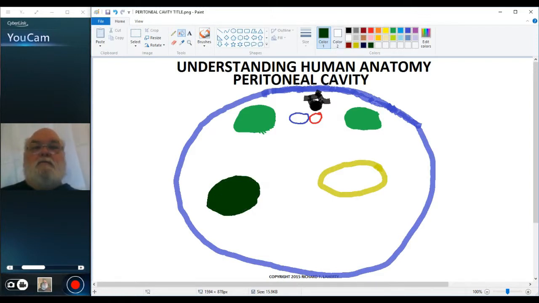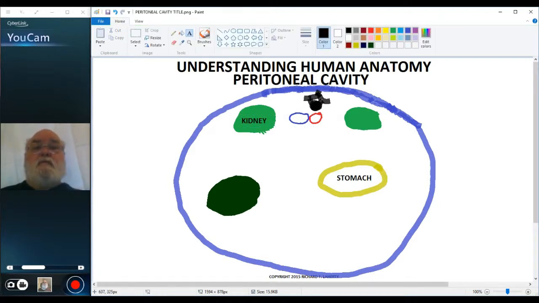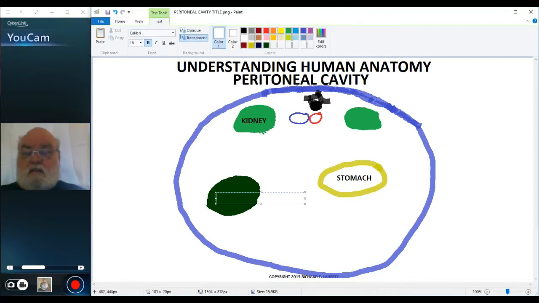So let me label our organs here. This is the stomach. The kidneys are back here. And then the liver is here.